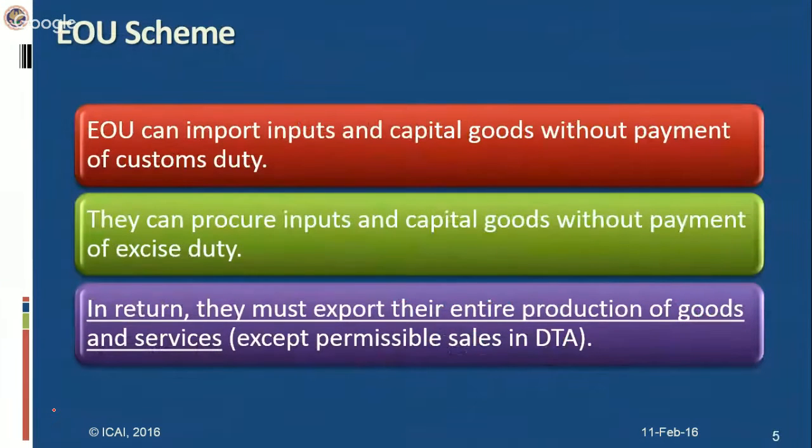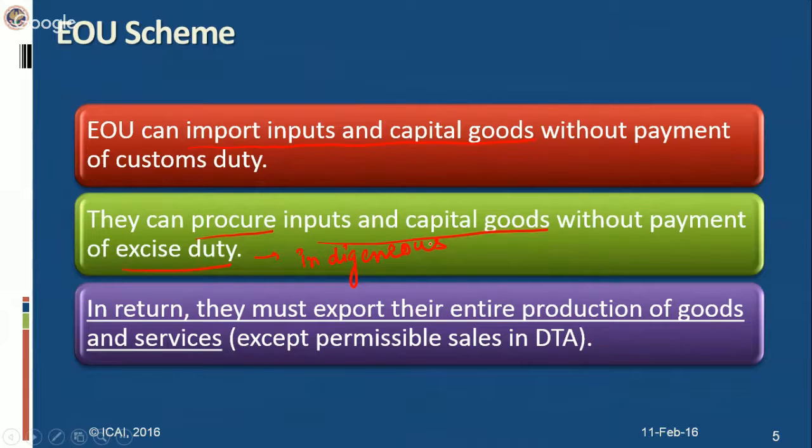Now let us start with the next scheme, the export promotional scheme, that is the EOU scheme. EOU stands for Export Oriented Unit. Now what does it actually mean? An Export Oriented Unit is a unit which can import inputs and capital goods without payment of duty. And similarly, they can also procure the inputs and capital goods without payment of excise duty. That means it is an indigenous procurement. They are procuring these goods indigenously.